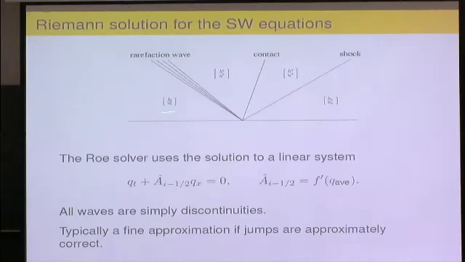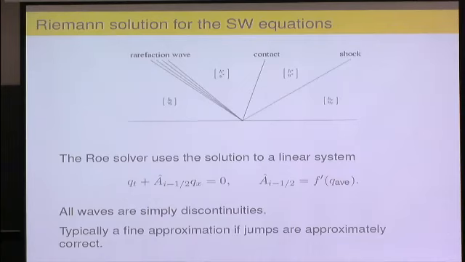So if these two states are close to each other, which they will be most places in a smooth solution, then you can replace this nonlinear problem with some linear problem. We would replace the nonlinear problem with a linear problem where the coefficient matrix is based on the states to the left and the right. And there are various ways to do that.